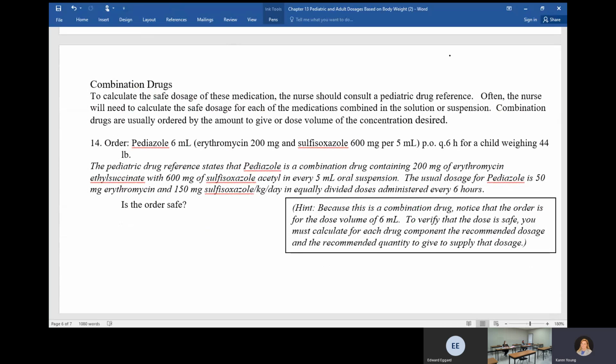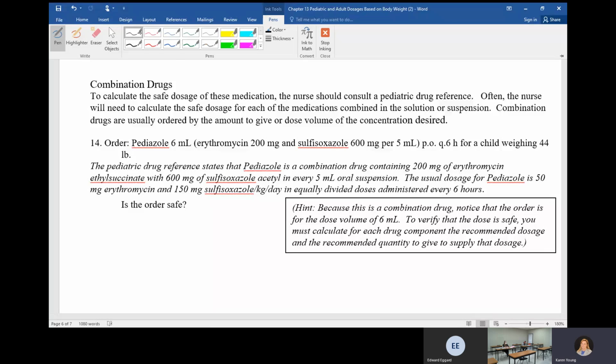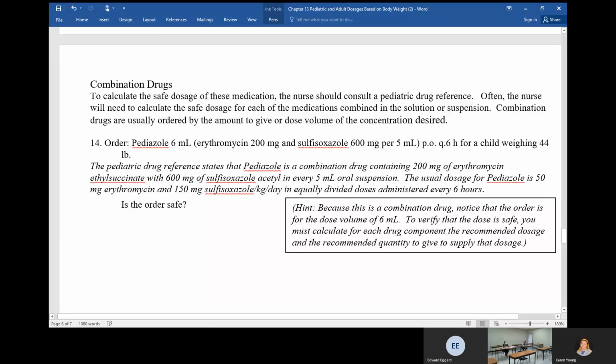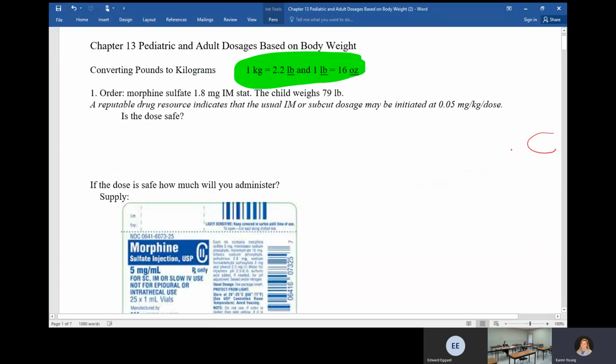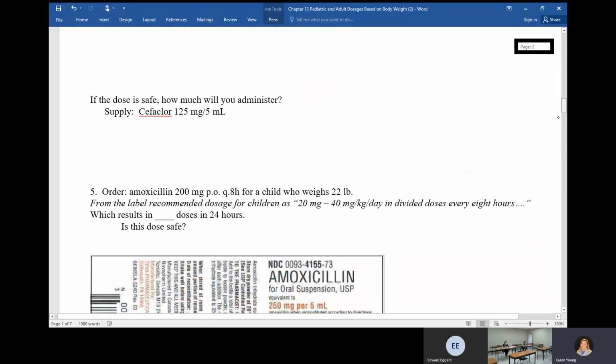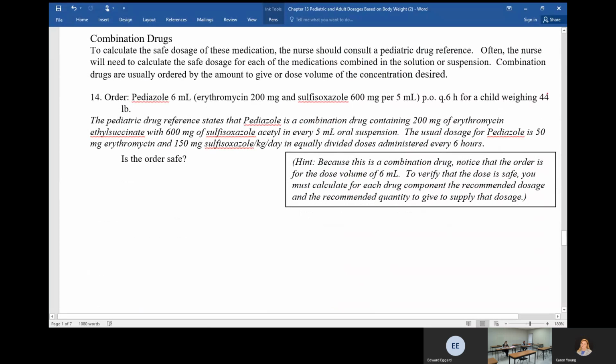So with this one, Pediazole, he's ordered 6 milliliters. And the Pediazole is erythromycin, 200 milligrams, and 600 milligrams of the second one, per 5 milliliter. They're both per 5 milliliter. He ordered it by mouth every 6 hours for a child weighing 44 pounds. So we're going to need from this just the 44 pounds. Okay.